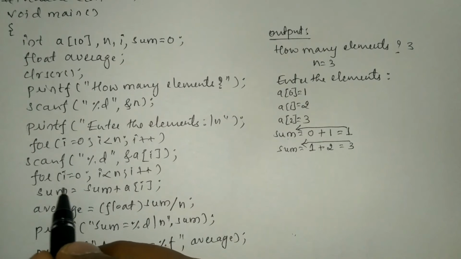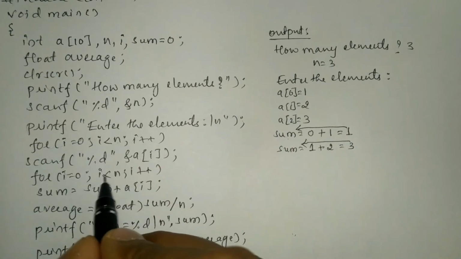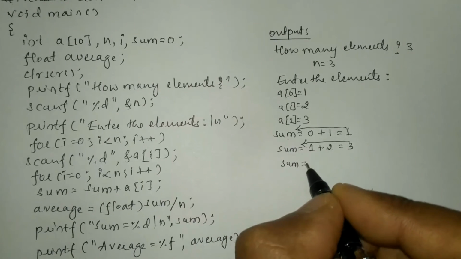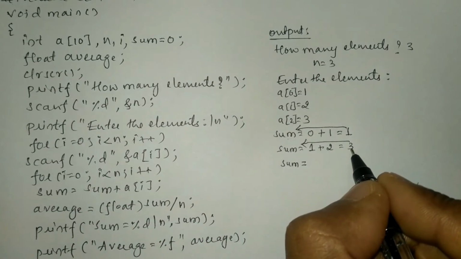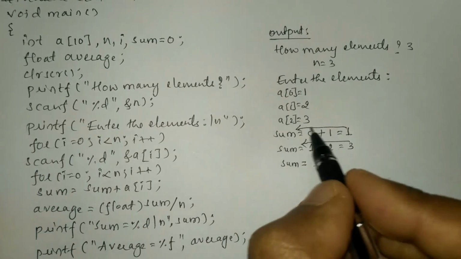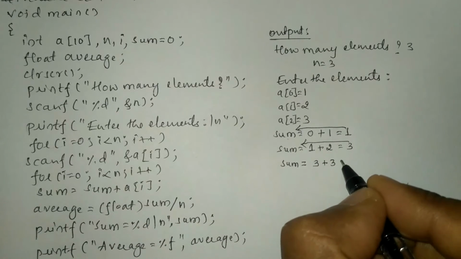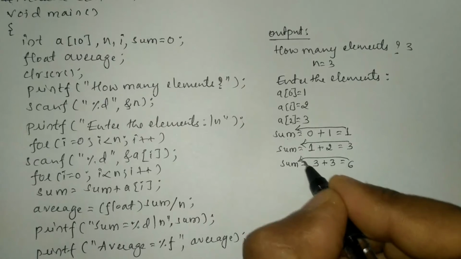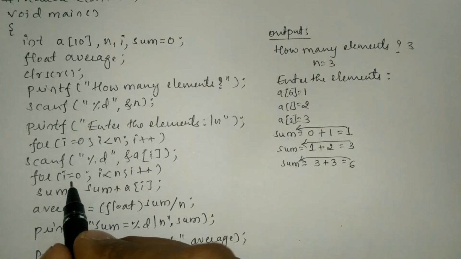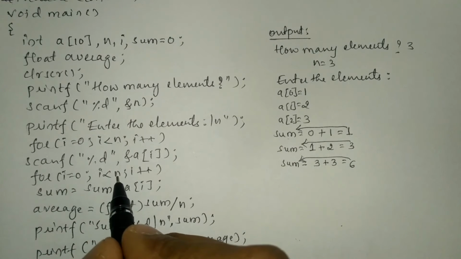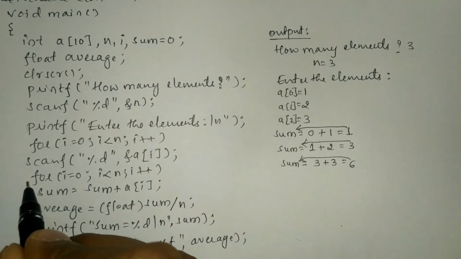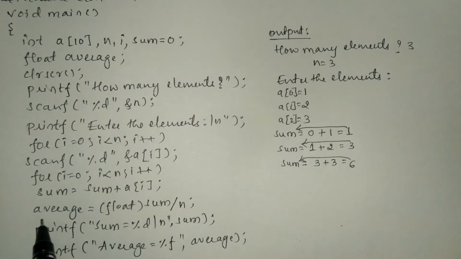Now, i value is 2. Correct? So 2 is less than 3. Condition is true. Once again, this particular statement will get executed. So here I'm going to write sum is equal to sum. Sum is now 3. Again, it has changed its value. Plus a of 2. a of 2 consisting of what? 3. So 3 plus 3 is equal to 6. So 6 will be stored in the variable sum. Again, control transfers to for loop by incrementing the value of i by 1. Now i value is 3. 3 is less than 3? No. Condition fails. Once the condition fails, this particular statement will not get executed. The control transfers to the next statement.